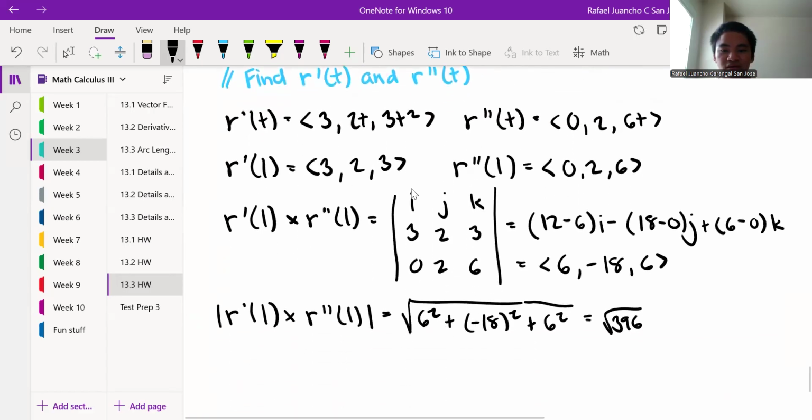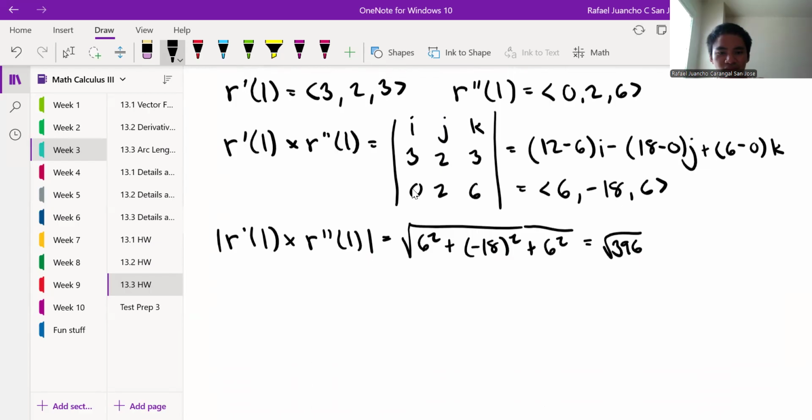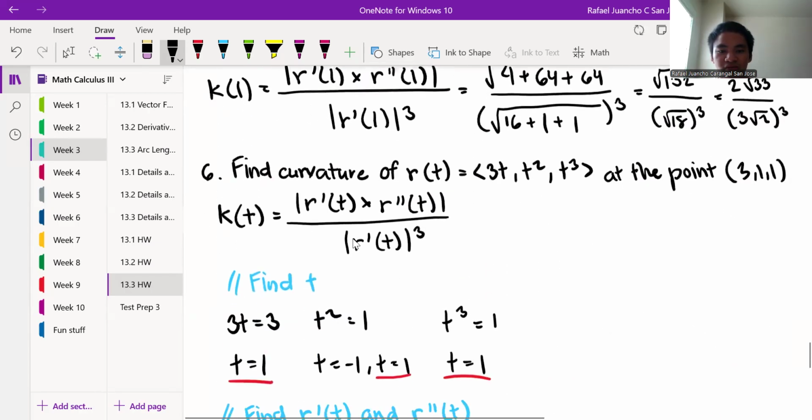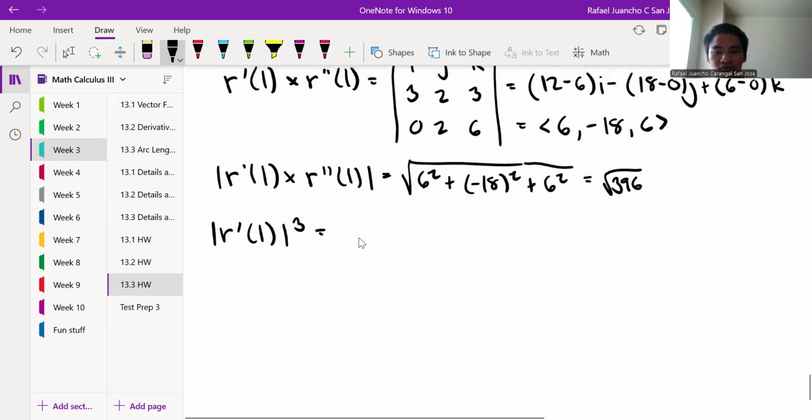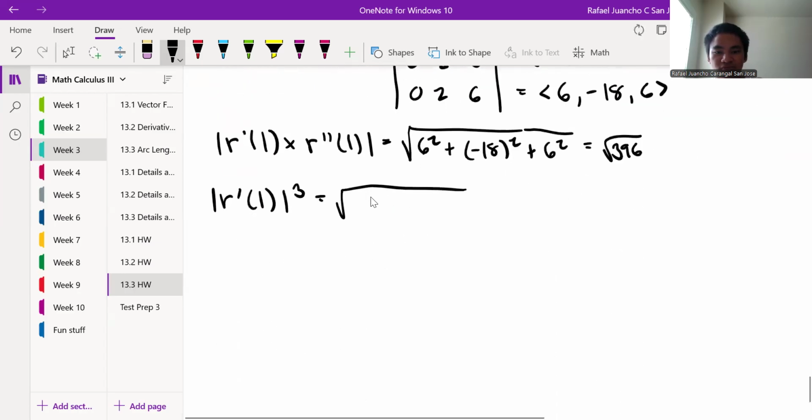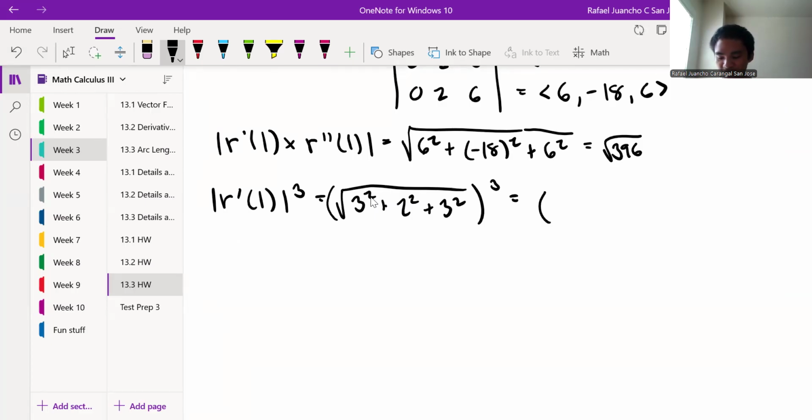And then from there, I can also get my magnitude and cube it. So I can say, my magnitude cubed. So here I get, what is this? Square root of 3, 2, 3. So 3 squared plus 2 squared. Okay, I put 3 there. 2 squared plus 3 squared again. And I cube all of that. Then again, I do it. So I do 9 plus 9 plus 4. 18 plus 4, 22. Right?